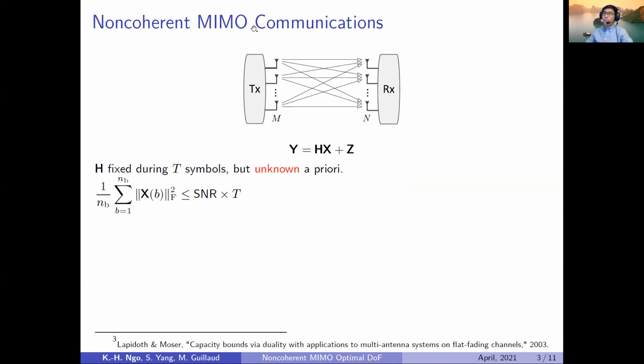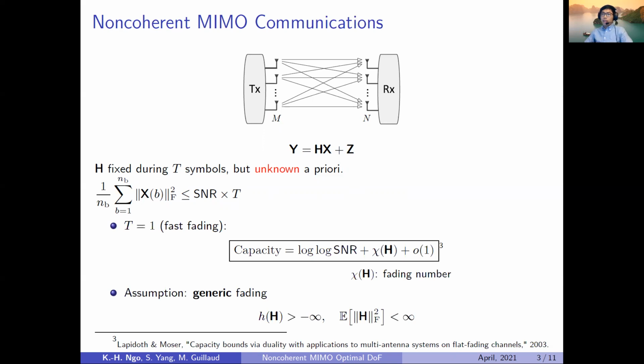So if we assume that the channel state information is not known a priori, then we have non-coherent MIMO communication. Here again, we consider an M by N MIMO channel. Now we assume that the channel matrix is constant during each duration of T symbols, and T is called the coherence time. But it is unknown a priori. Then we can stack the signals and the noise within a coherence block to get this output signal. And again, we consider an average power constraint.